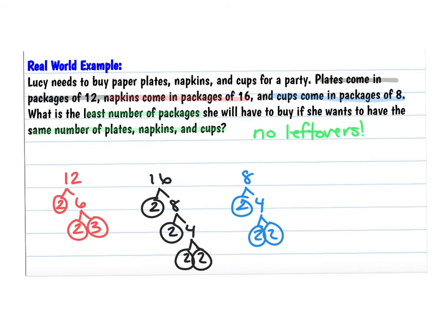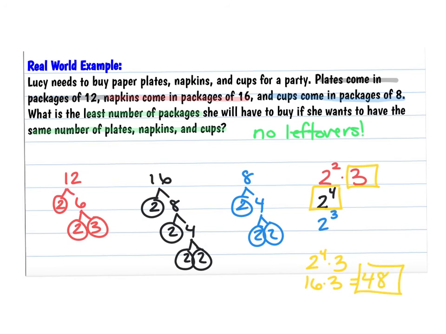So remember, what you do is you list these out using your exponents. So 12 is 2 to the 2nd power times 3. 16 is 2 to the 4th power. And 8 is 2 to the 3rd power. You take the primes that show up, if they show up more than once, to the highest power. So I'm going to take this 2 to the 4th power, and 3 shows up. I multiply those, 2 to the 4th times 3, which is 16 times 3, which is 48. So that means I need 48 plates, 48 napkins, 48 cups.